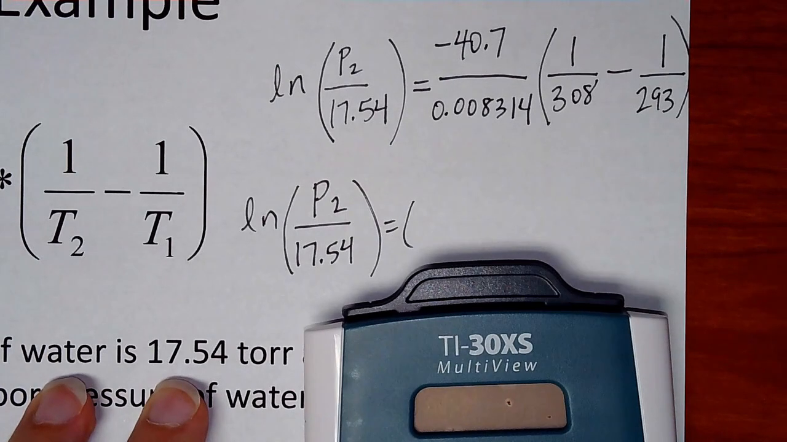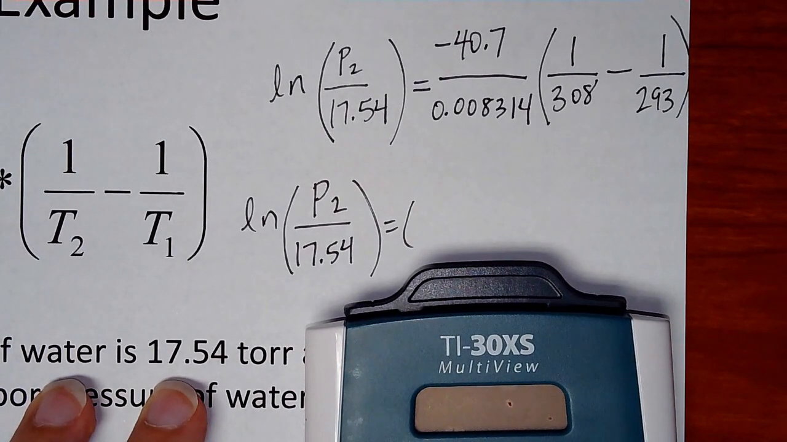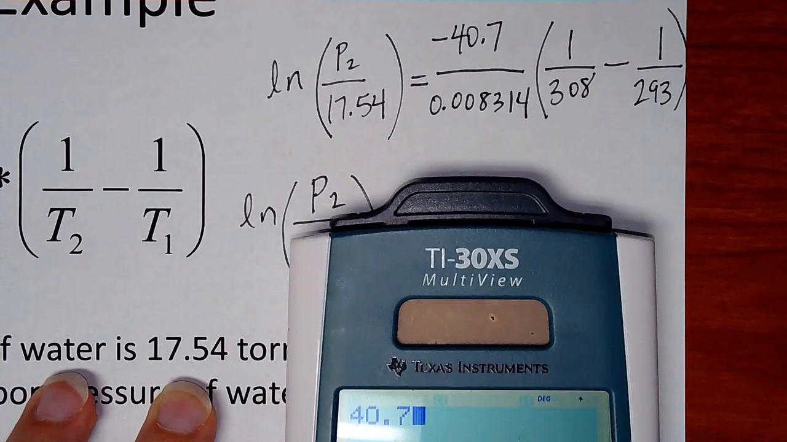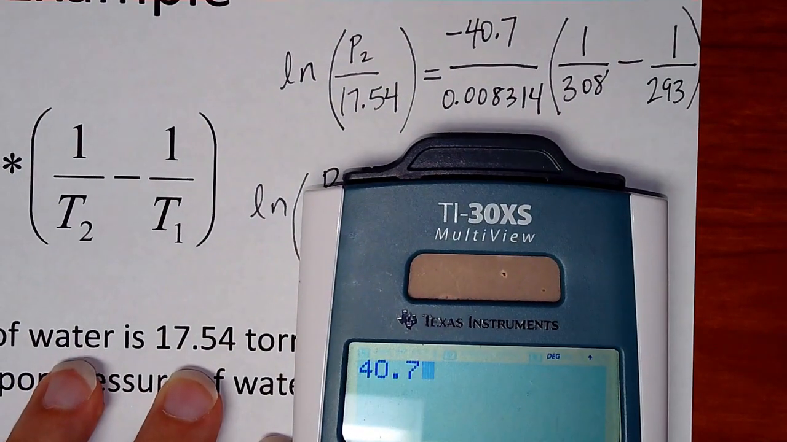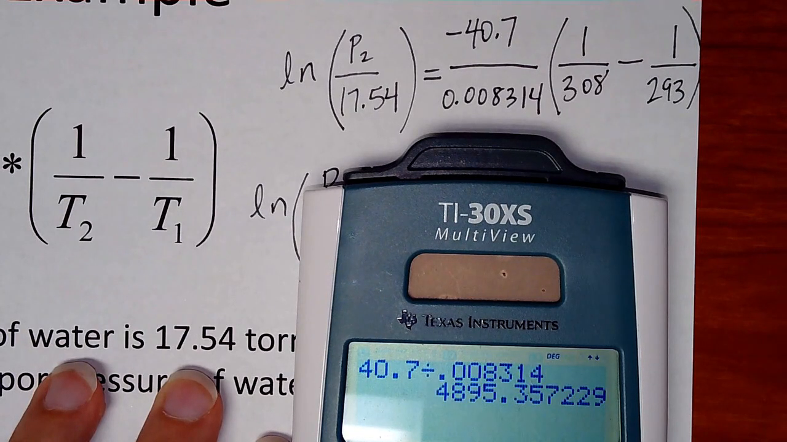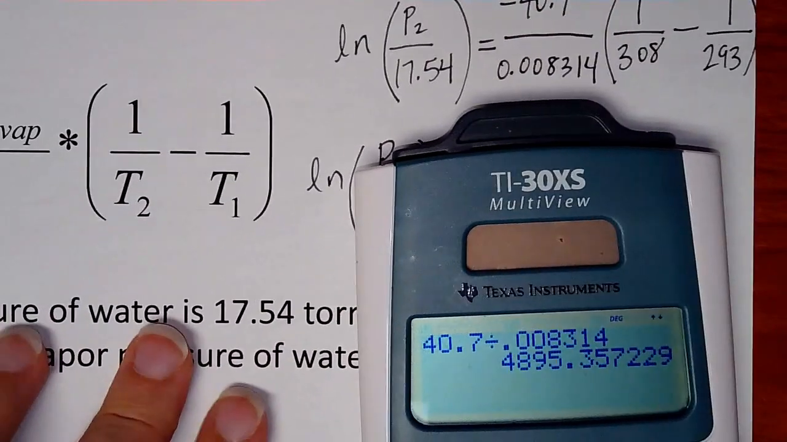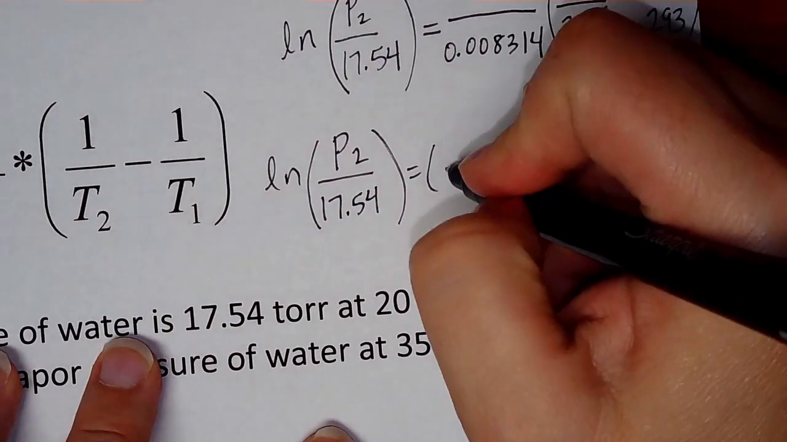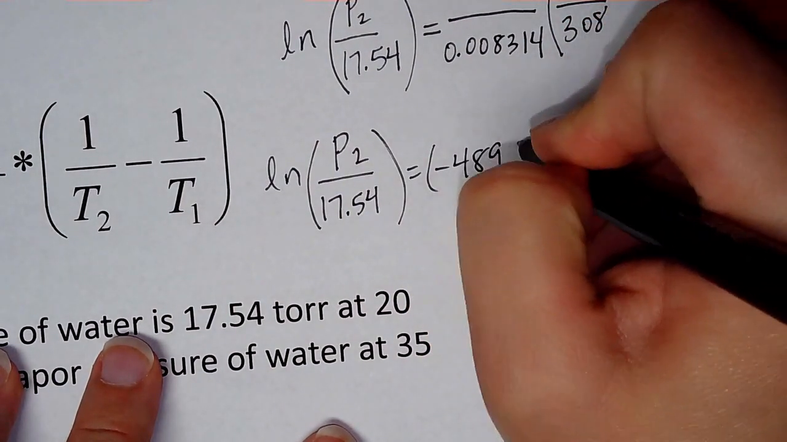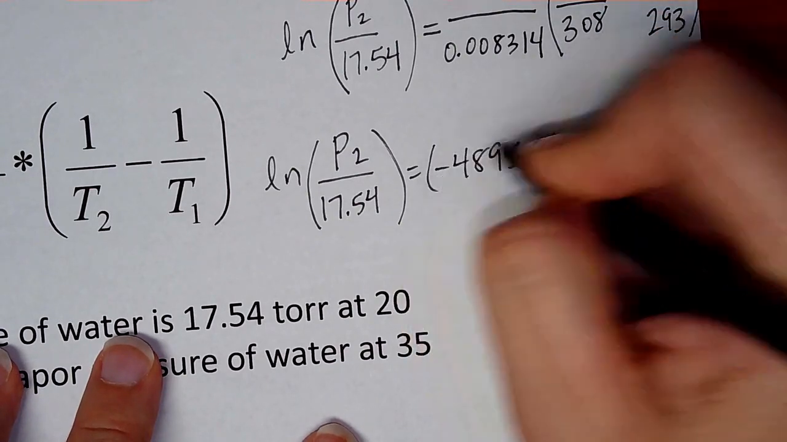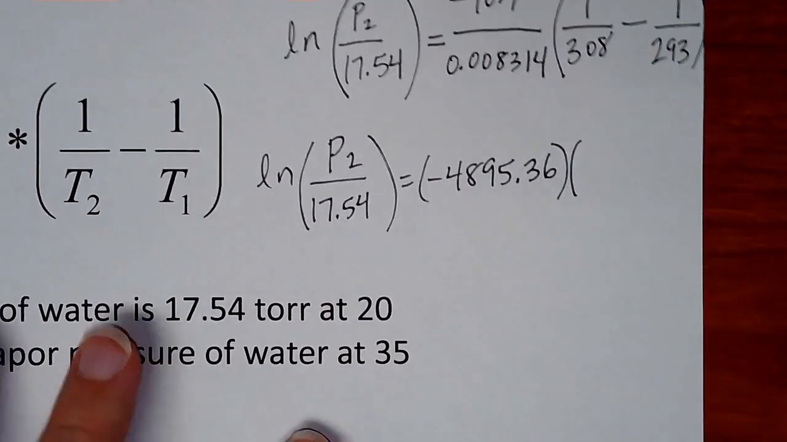So we have 40.7. See if I can get this on here. 40.7 divided by 0.008314. So I'm just doing that first part. So 4,895.36. And I brought down the negative sign. Alright, then we'll do the second part.